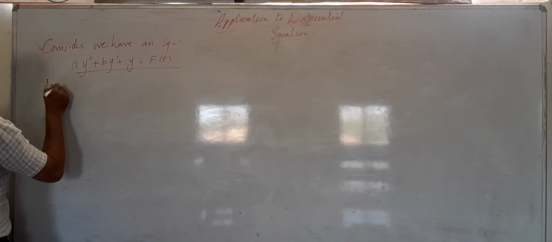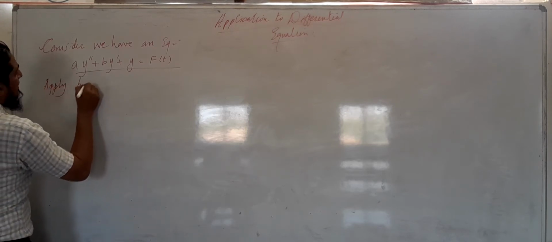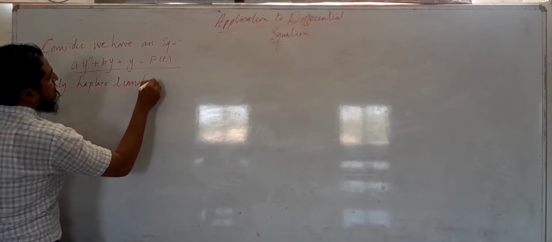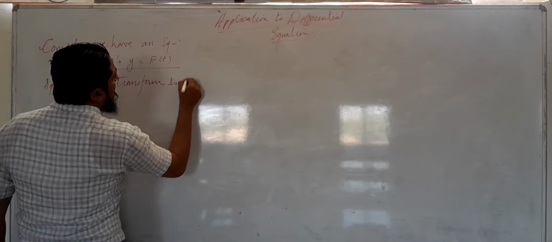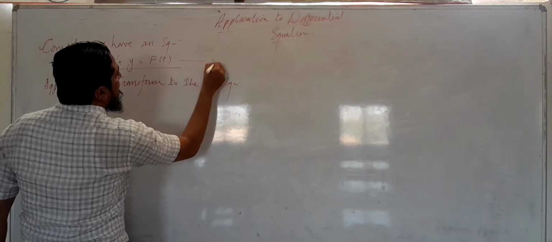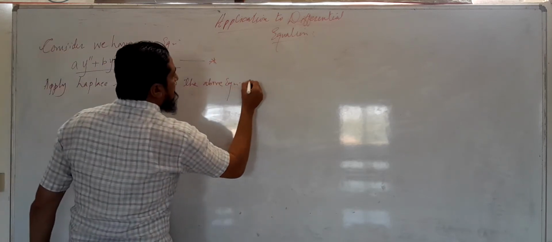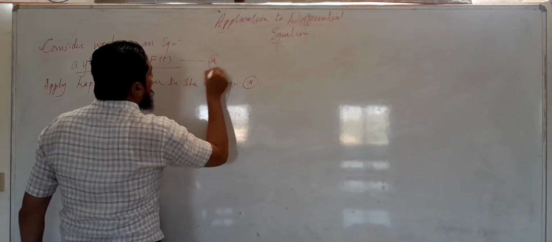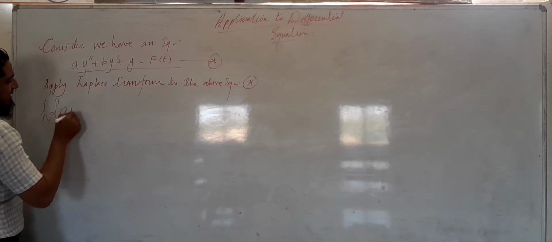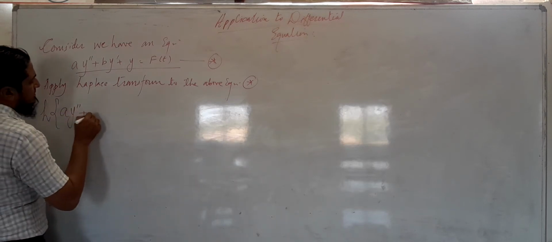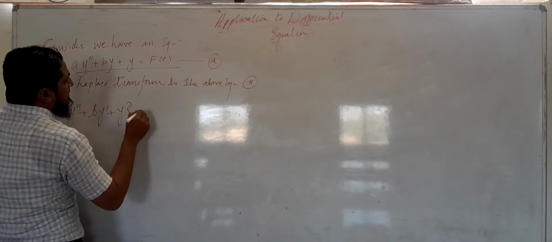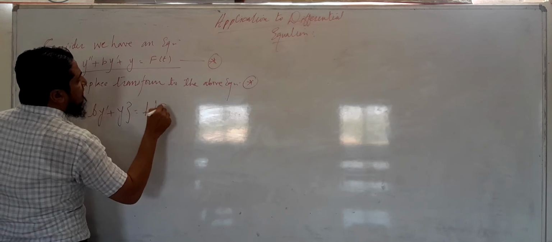Apply Laplace transform to the above equation, that is equation star. Now, applying Laplace transform to our equation, we will get Laplace transform of a y double dash plus b y dash plus c y equals Laplace transform of f of t.